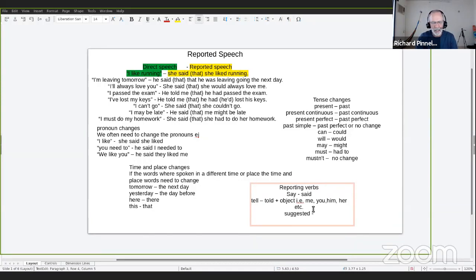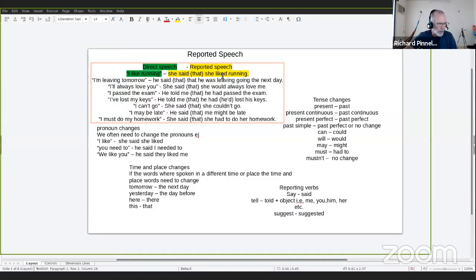But in this class, I'm not going to go into the other ones because that really is another level. But just to let you know that say and tell are not the only reporting verbs, but they are the most common reporting verbs.